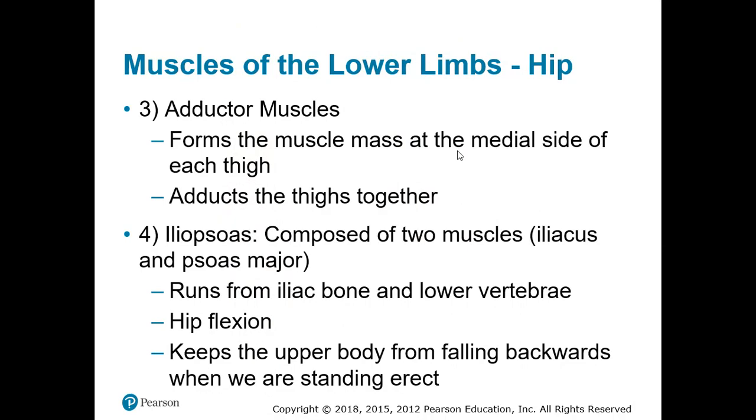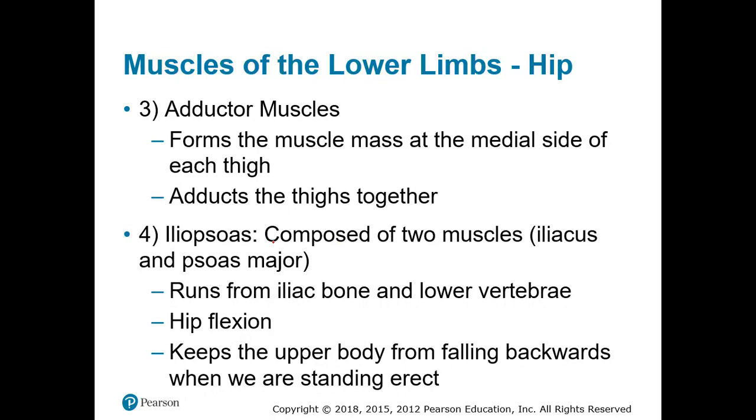The other muscles in your hip, in your lower limbs, are going to be your adductor muscles. This forms a big, huge muscle mass on the medial side of your thigh, and this helps adduct, or bring your thighs together, such as if you were trying to ride in a saddle of a horse.